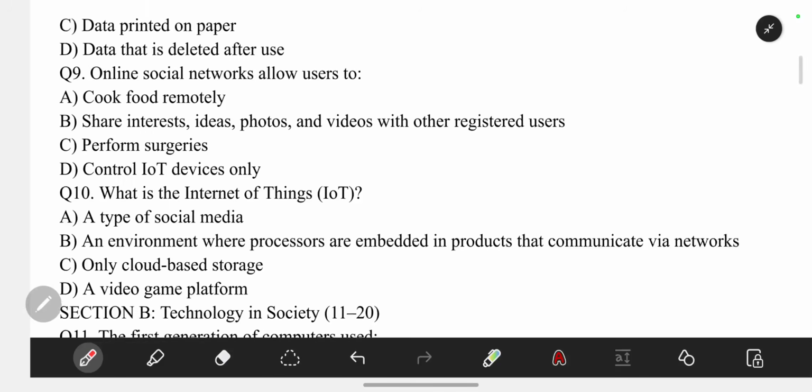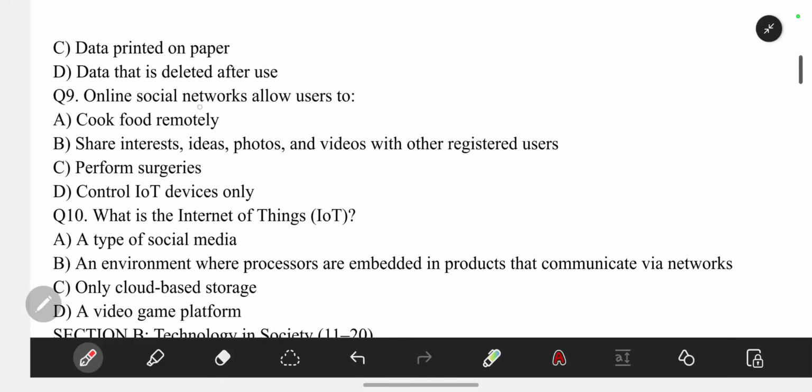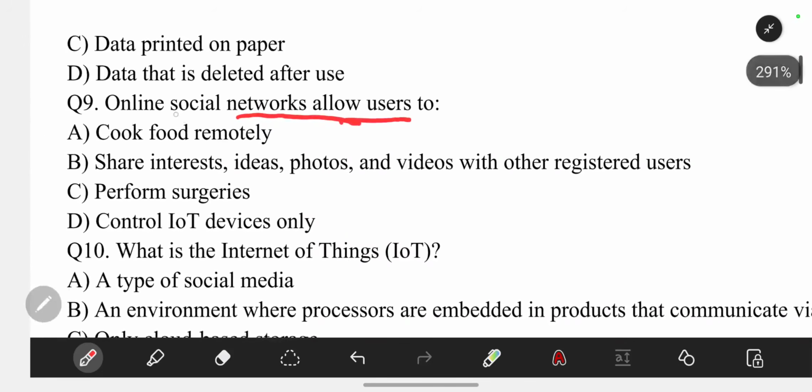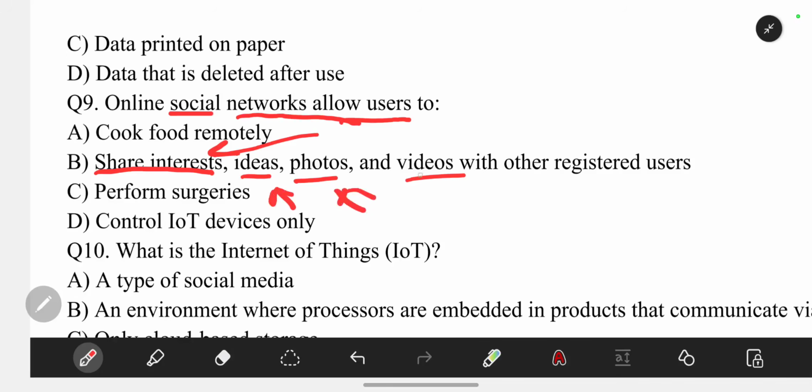Then when we look at our number 9, which says that online social network allows users to. So remember, when we are immediately looking at the social aspect, it has to do with interaction. So online you can share interests, ideas, photos and videos with registered users. Like for example, on WhatsApp, you are able to share interests, you are able to share ideas, photos and videos. So that is your answer for that one, which is our B.